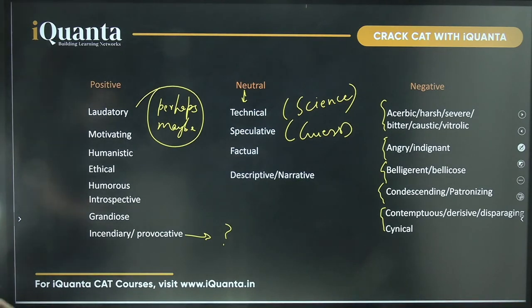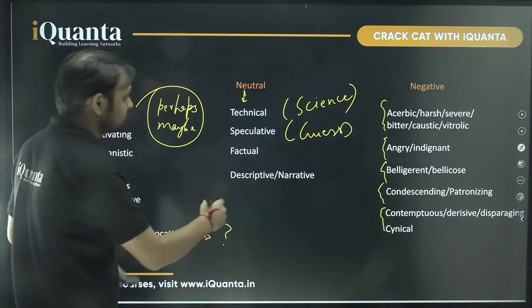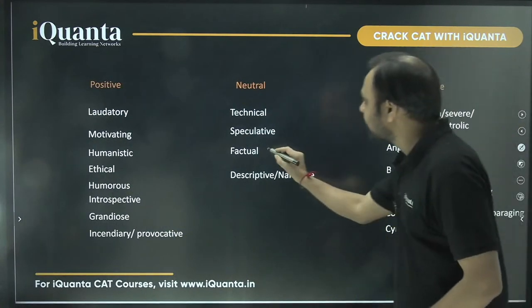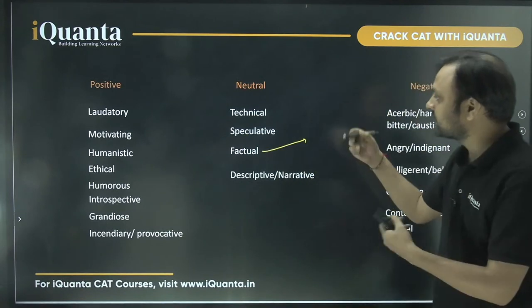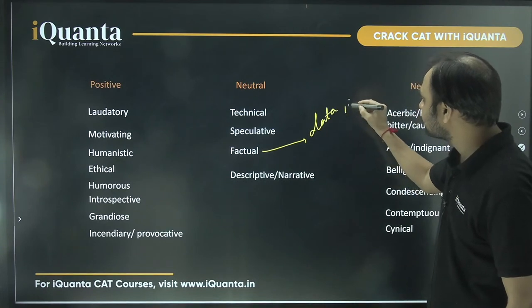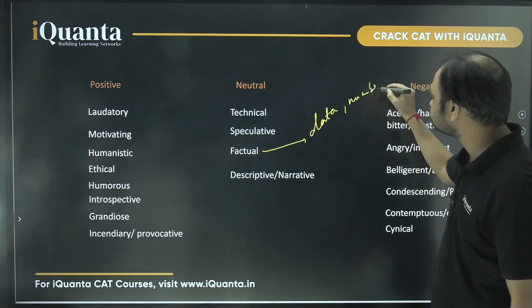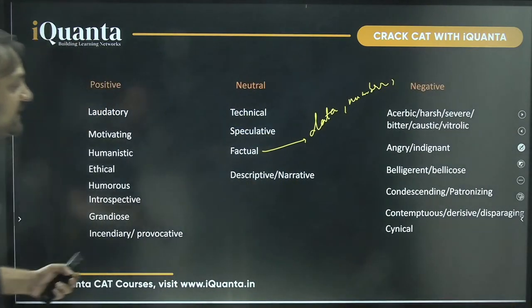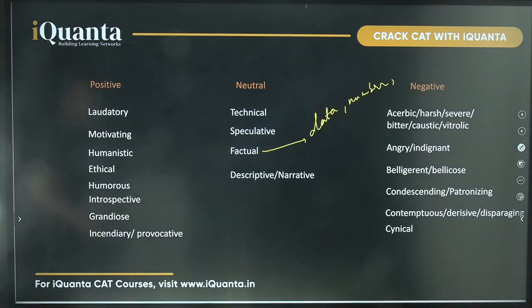Now, factual and descriptive and narrative. So the factual style is very easy to recognize. Whenever you come across a factual passage, you will be dealing with a lot of data and numbers. Whenever you see 3 million, 6 billion or 3086, these kinds of numbers, that means you are being very concrete and precise, and you are dealing with facts and data.